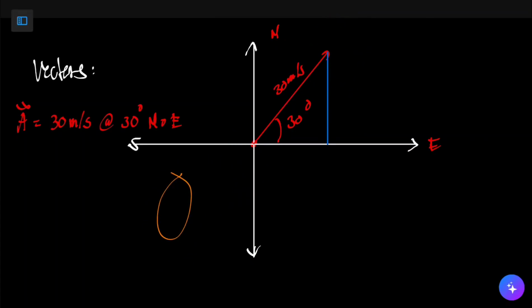And one thing we can also think about is that this line is parallel to the y-axis. So whatever the height of this line is, is also the height that the projectile is achieving in the y-axis. So we can call this your y component.